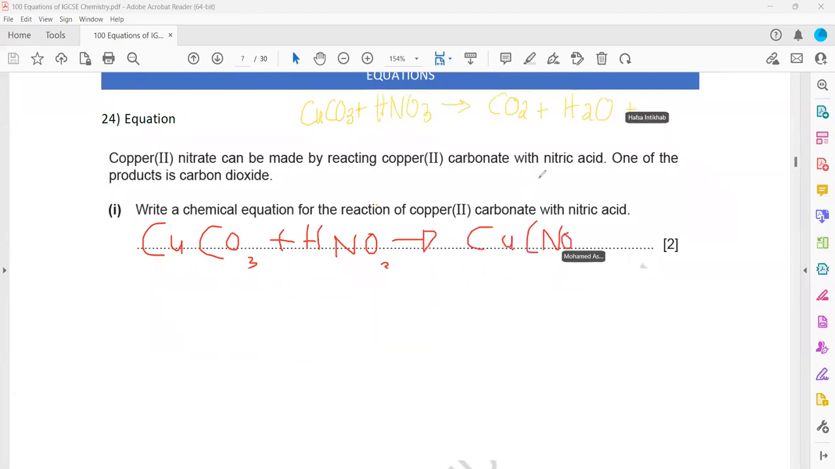Screen annotation not working for you? Just let me check. Is it working now? The screen annotation.